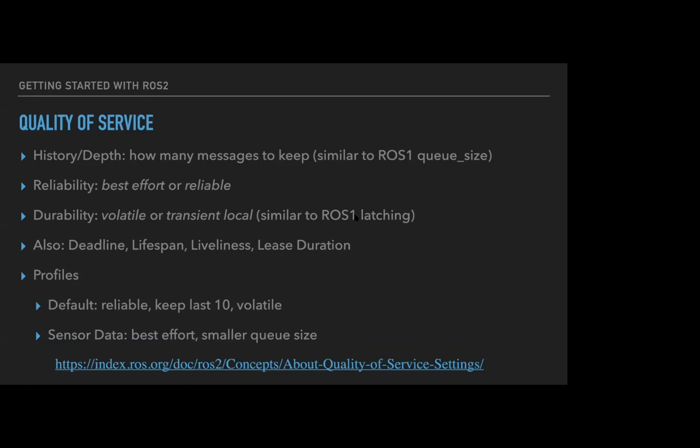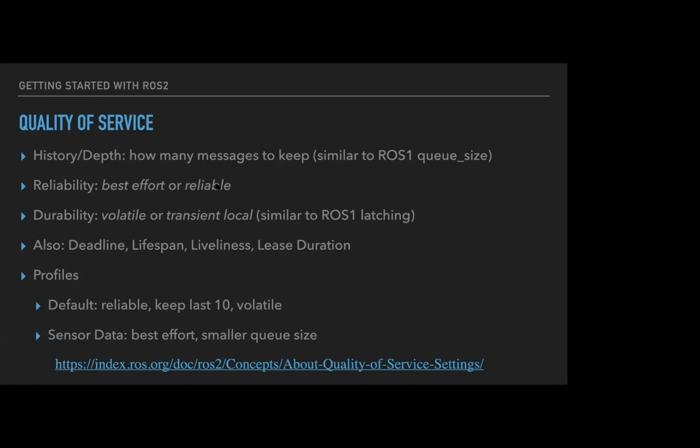Those were pretty much the only things you had in ROS1. There was a UDP mode, but it was only in C++, and it wasn't very widely used or tested. So quality of service in ROS2, there's obviously a lot more going on here. You have history and depth, which are two parameters that work together to set how many messages to keep and what the policy is around keeping them. This is sort of a more advanced version of the queue size that you had in ROS1.